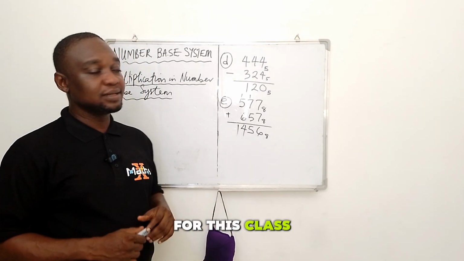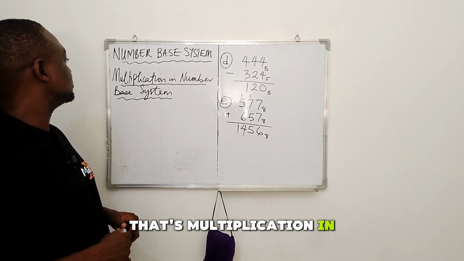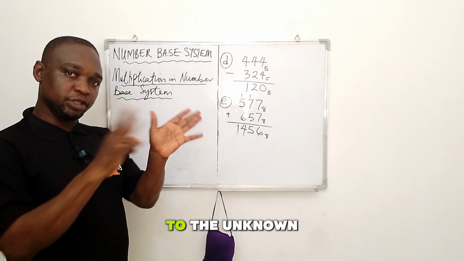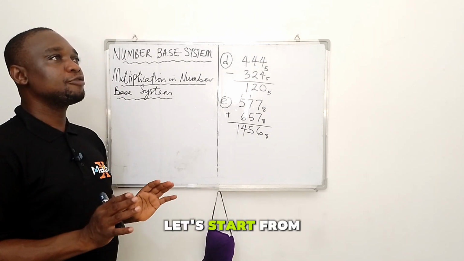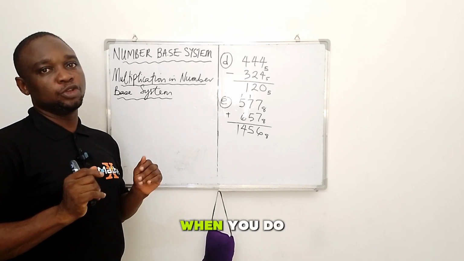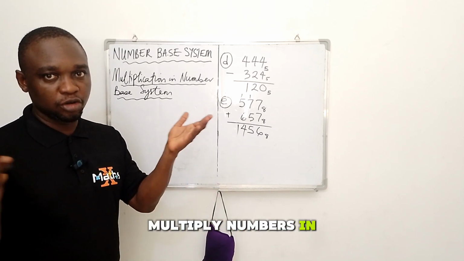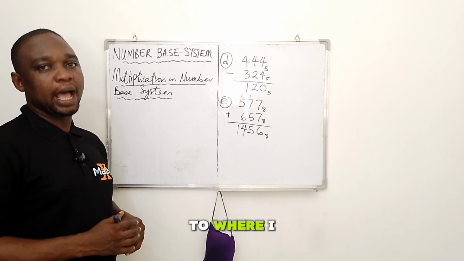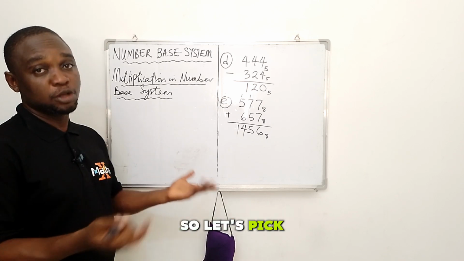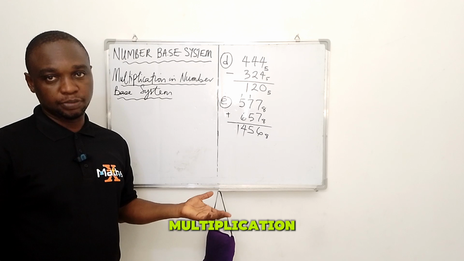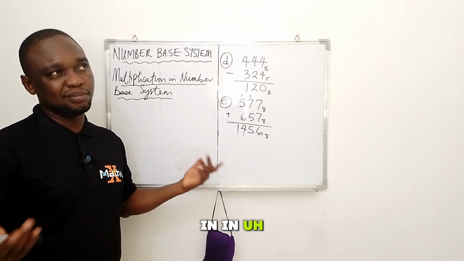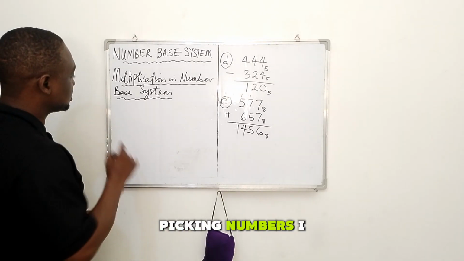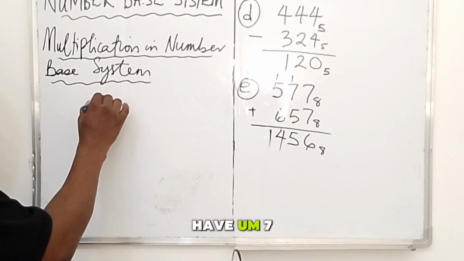For this class, that's multiplication in number-based systems. Let us start from the known to the unknown ones. Let's start from what you've been doing when you multiply numbers in your regular base 10 before we move to where I want to take you to. So let's pick some random numbers and do some multiplication. We'll use numbers in maybe hundreds or tens.